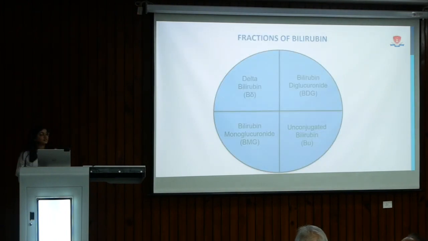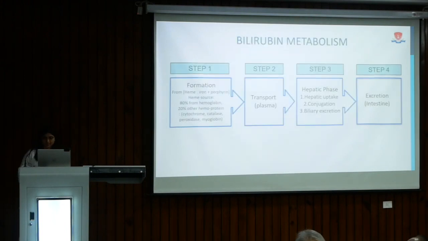The different fractions of bilirubin present in our body include delta bilirubin, which is unconjugated bilirubin bound to albumin, bilirubin diglucuronide, which is conjugated bilirubin, bilirubin monoglucuronide, and unconjugated bilirubin. Bilirubin metabolism can be divided into 4 steps, starting from its formation, its transport in the plasma, a hepatic phase consisting of hepatic uptake, conjugation, and biliary excretion. Finally, we have its excretion through the intestine.